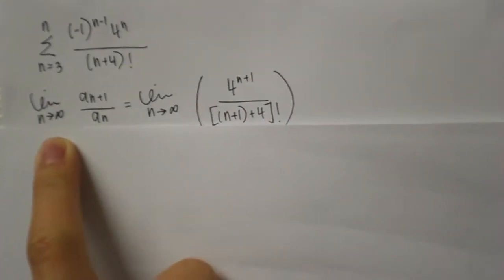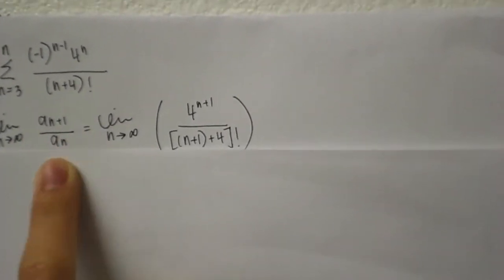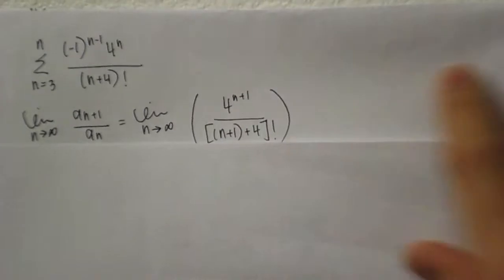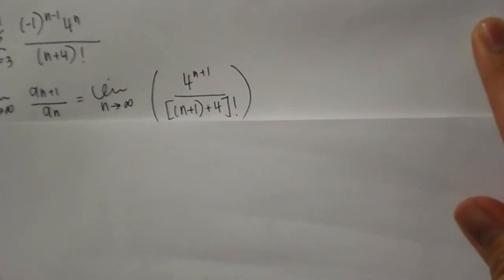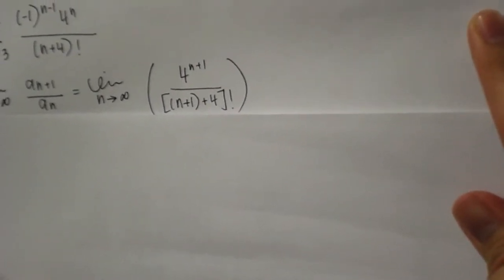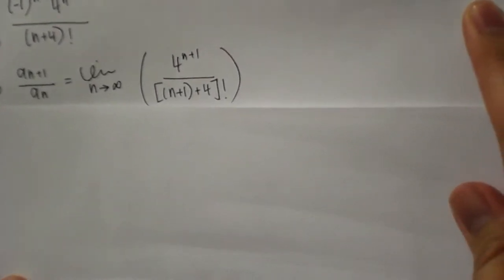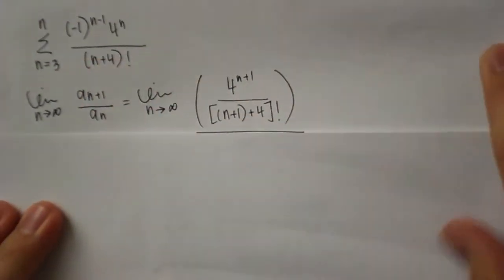The ratio test dictates that when the limit as n approaches infinity of a sub n+1 over a sub n is greater than 1, it diverges. If it is less than 1, it converges. And if it equals 1, the convergence is inconclusive. So now we apply it to the given series.